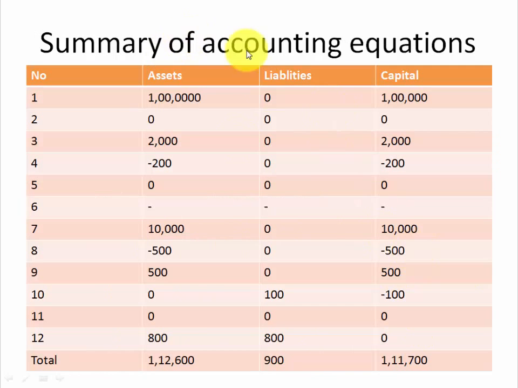This is a summary of all the transactions related to the business, and we can see that it equates here: 1,12,600 is equal to 900 plus 1,11,700. So take more examples and do the exercise for the accounting equation. In this way you can learn easily.